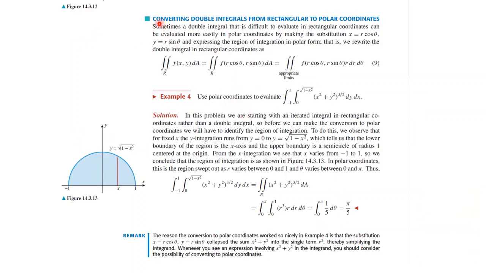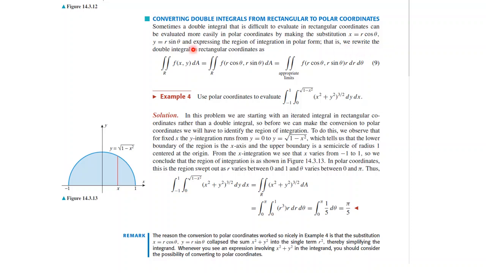Hello guys, in this video I'm going to discuss converting double integrals from rectangular to polar coordinates. Sometimes a double integral that is difficult to evaluate in rectangular coordinates can be evaluated more easily in polar coordinates by making the substitution x equals r cos theta. We know that x equals r cos theta and y equals r sin theta, and expressing the region of integration in polar form.